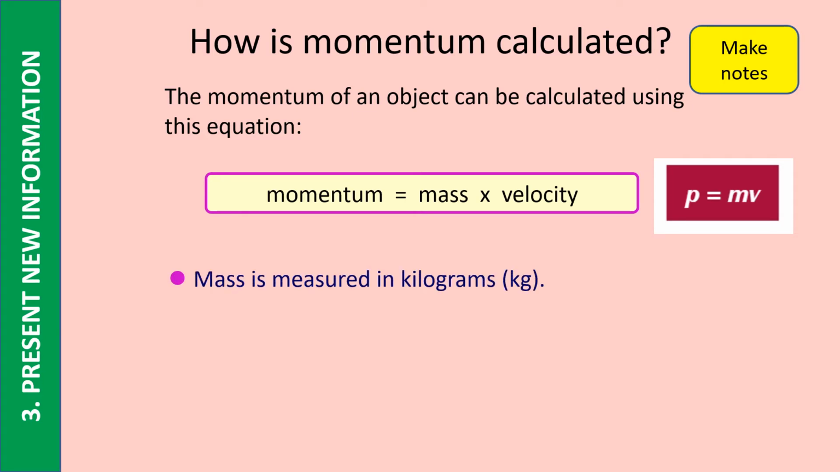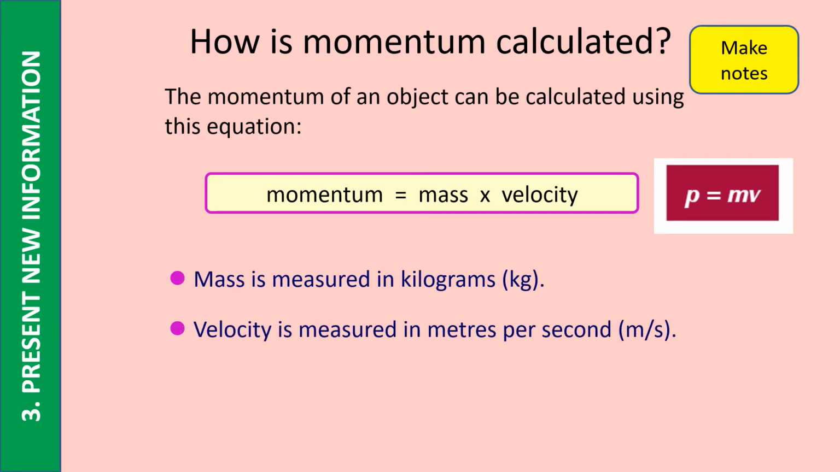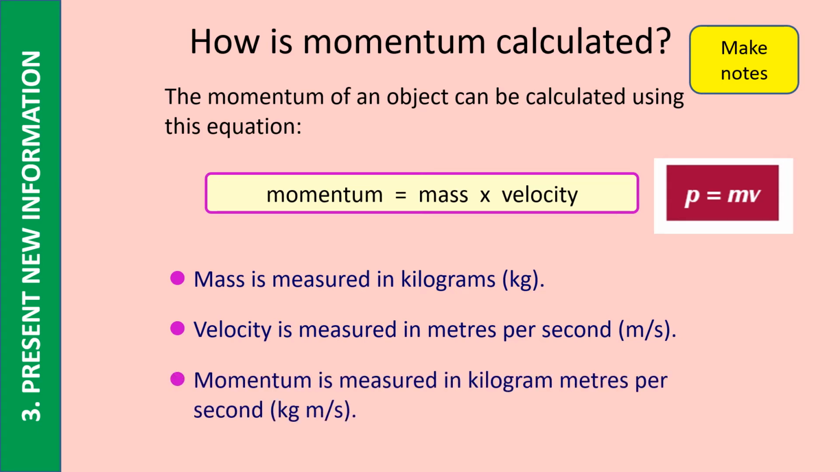In this equation, the mass is measured in kilograms, the velocity is measured in meters per second, and because you're multiplying mass times velocity, momentum is measured in kilograms meter per second. You're not given this equation, so you need to memorize this one for your exam.